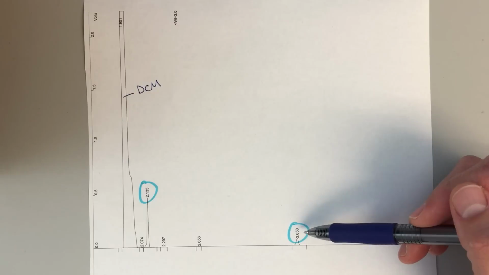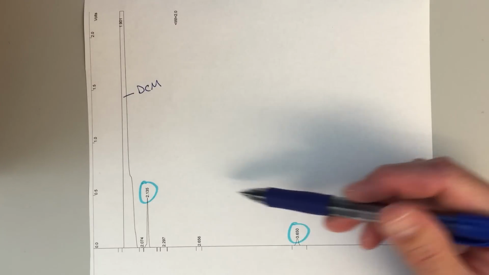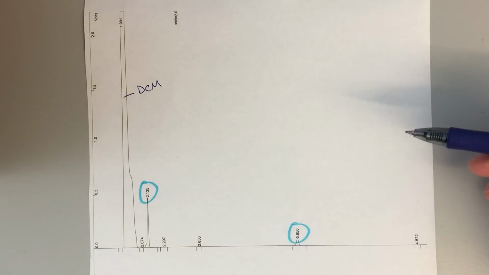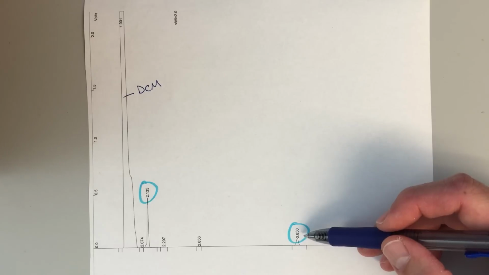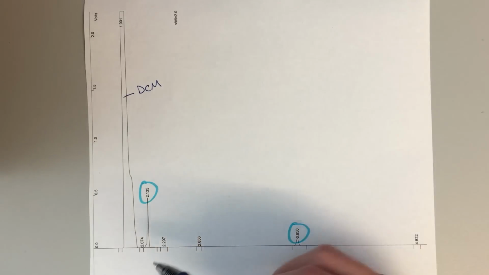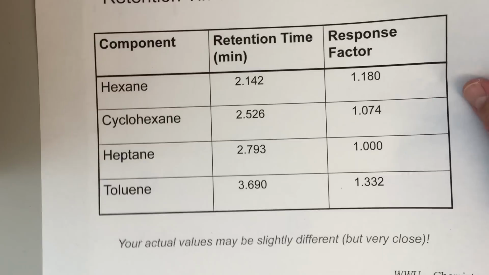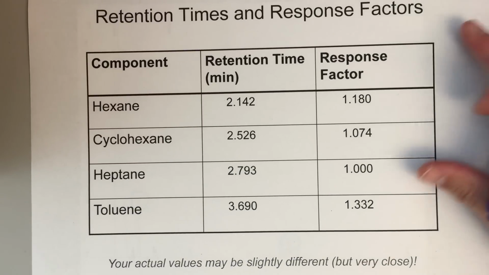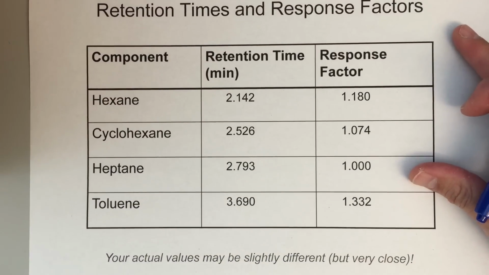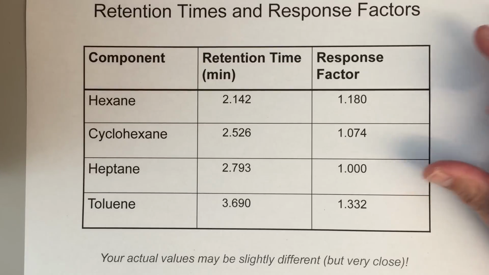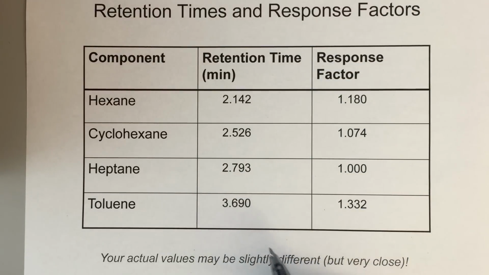Then I've got two little peaks coming out here. One at 2.135 minutes and one at 3.650 minutes. And those are going to be the things that we need to identify. So what I'm going to do is go to my table from the slides that give you the retention times. Now these retention times, they might not be exactly the same, but they're going to be pretty close.